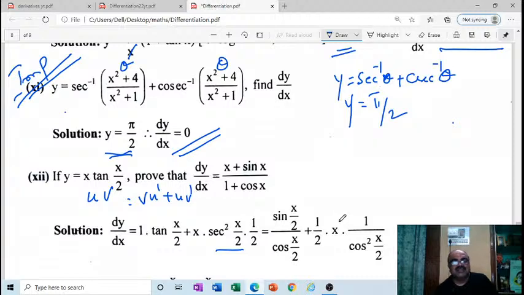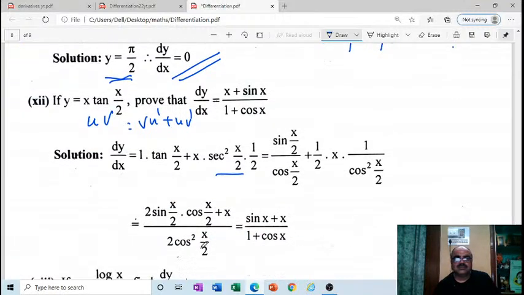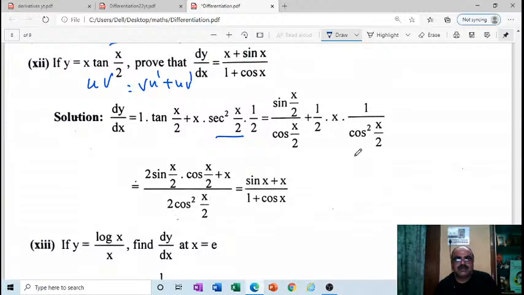Okay. Now further things are all mathematical operations. Tan x by 2, they have split it as sin x by 2 by cos x by 2 plus half into x into secant square x by 2, written as 1 by cos square x by 2. Now please see, cos square x by 2 is taken as LCM. 2 also exists, so it is 2 into cos square x by 2. Now in this, you have only cos x by 2. So one more 2 into one more cos x by 2 needs to be multiplied. So it became 2 into cos x by 2, plus on the second value it is only x because everything exists here.